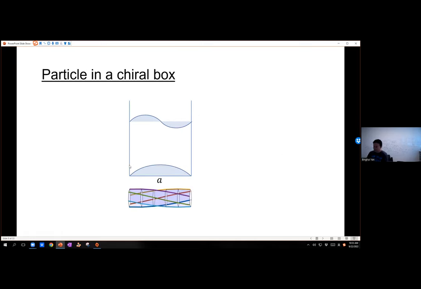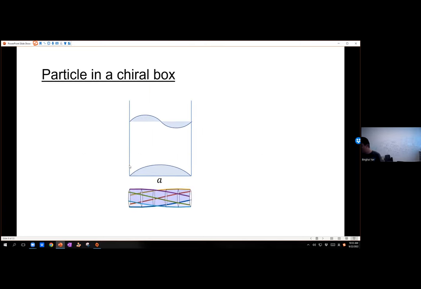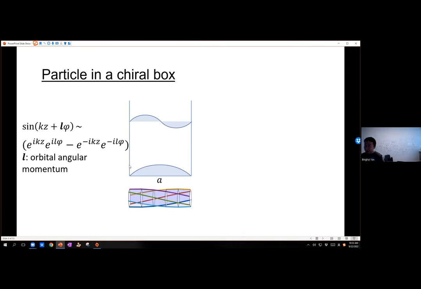Now let's twist this box slightly. Let's think of it in a perturbative way. Compared to this picture, we expect the wave function should not change too much. At least the profile is still something like sin(Kz). But something a little more happens: the wave function will pick up a phase. And this phi is simply, like in 3D, the cylindrical angle.